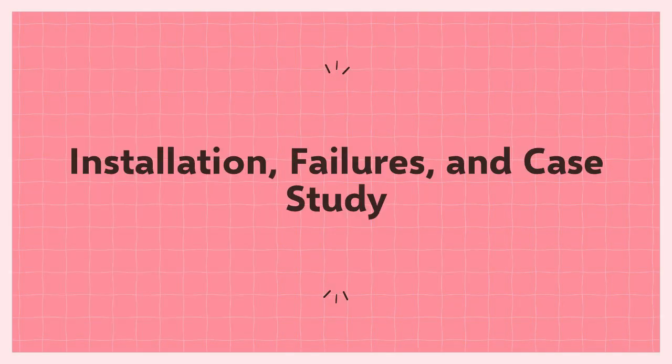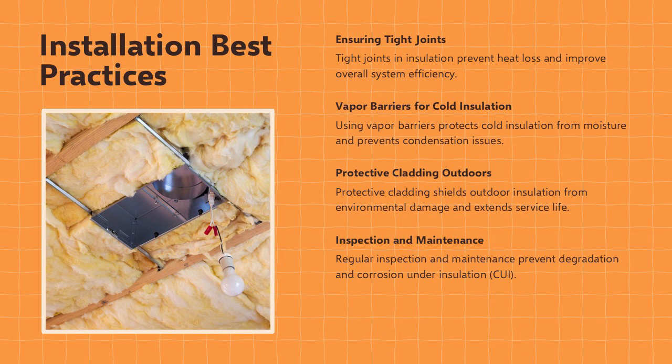Installation best practices, common failures and solutions, case study, oil-gas plant. Proper installation is critical for insulation performance. Key practices include ensuring tight joints, using vapor barriers for cold insulation, and applying protective cladding for outdoor systems. Regular inspection and maintenance prevent degradation and CUI. Training personnel and following manufacturer guidelines are essential for long-term reliability.